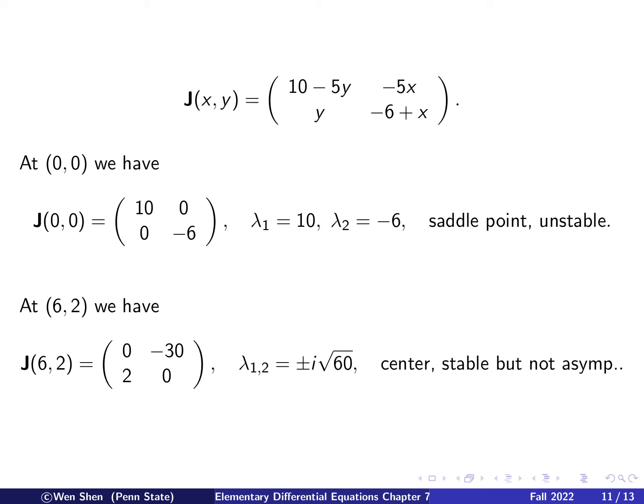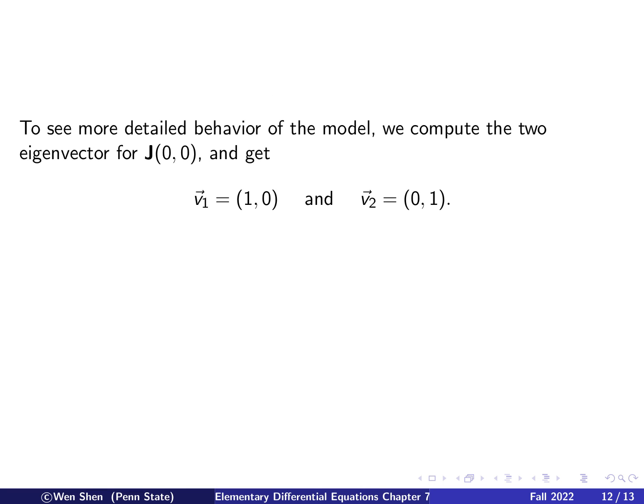Okay, so how exactly does the solution go around the second critical point? We see that we need to gather some information from this first critical point, in particular the eigenvectors associated with lambda 1 and lambda 2. That will give us some idea of how solution would move around.